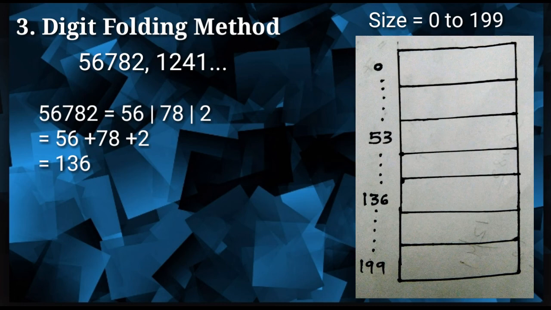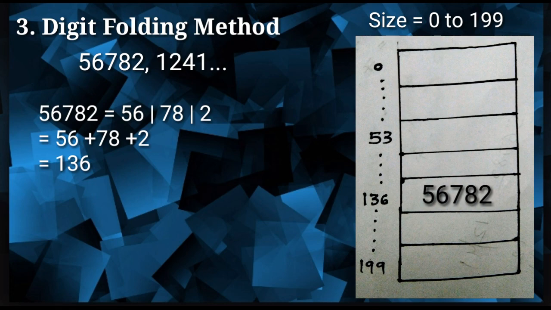I want to break this into two digits, like 56 as one part and 78 as one part and 2 as a separate part. Now we have to add these three parts, 56 plus 78 plus 2. Now the total is 136. So 136 will be the index of this record. Now I have to place this record in the index of 136.